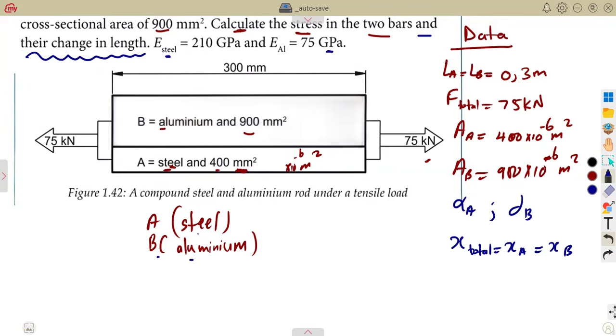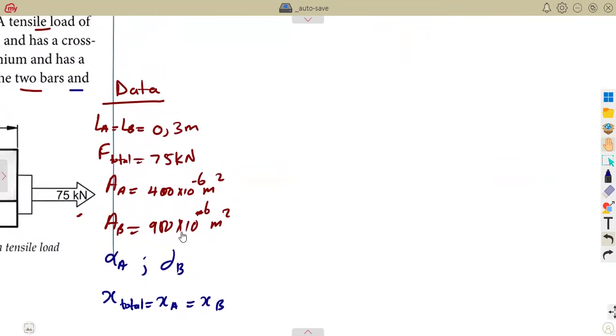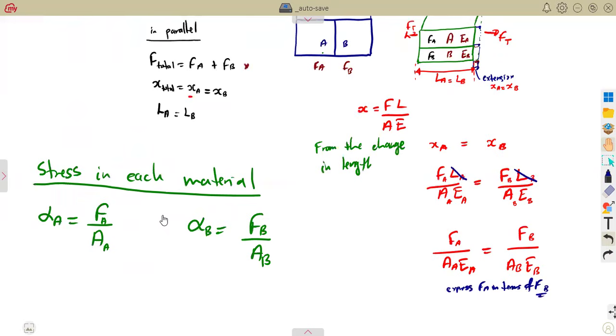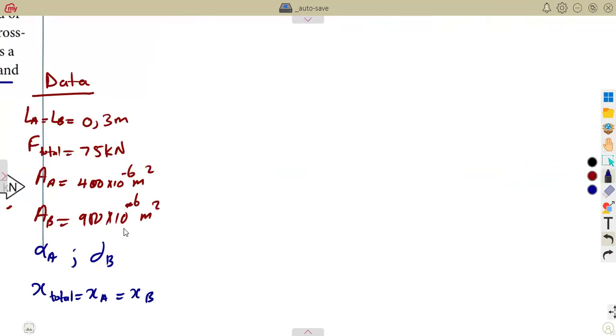With the understanding that we have from these formulas that we had before, the stresses in each material need us to have a force and an area. Remember, the stress at A is supposed to be force over area, so it's the force at A over the area at A. The stress at B is the force at B over the area at B.